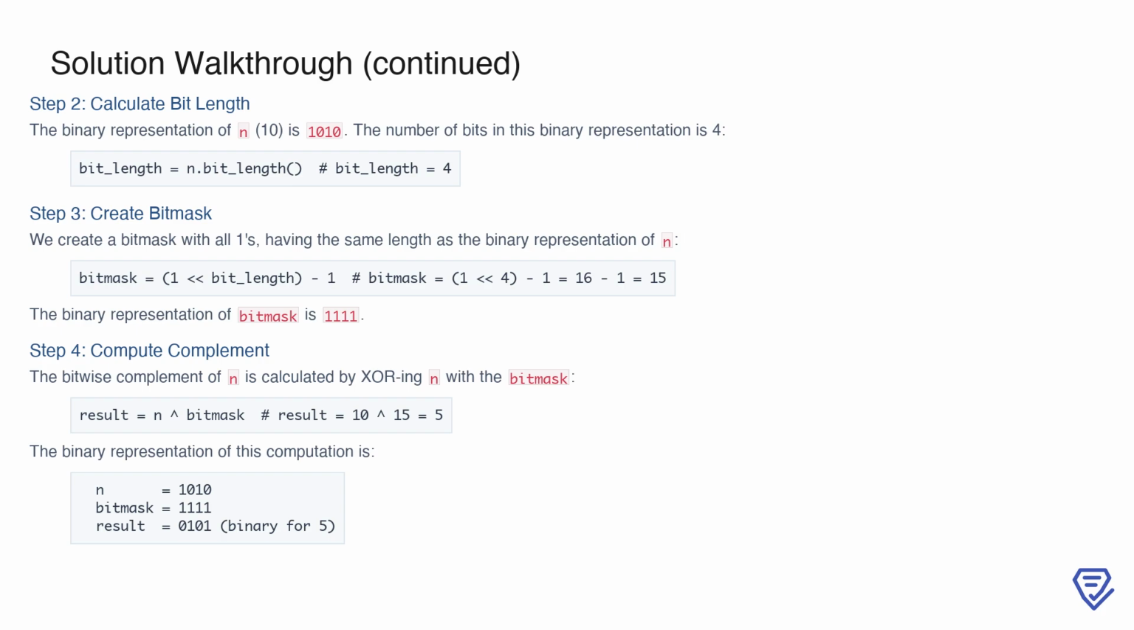Now, to compute the complement, we XOR n with the bit mask. For n equals 10, the XOR operation is 10 XOR 15. In binary terms, this is 1010 XOR 1111, which results in 0101. This is the binary representation of 5. So, the complement of 10 is 5.